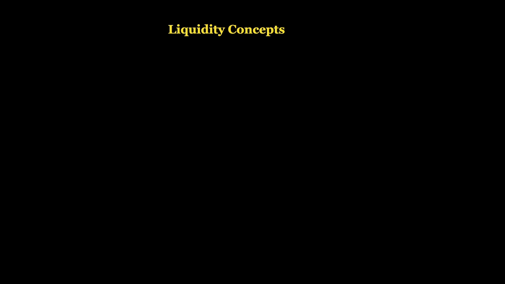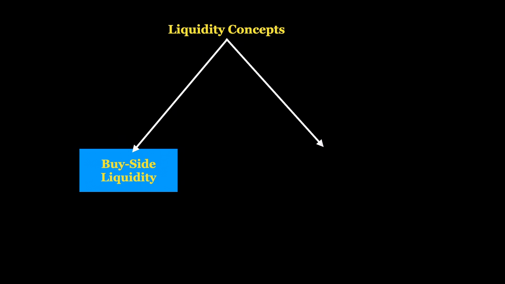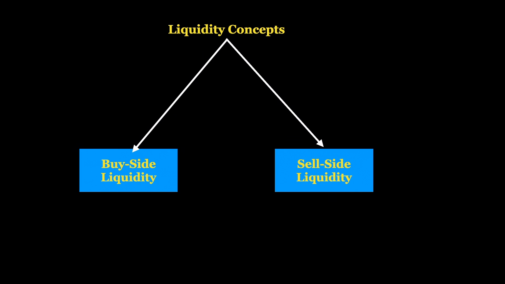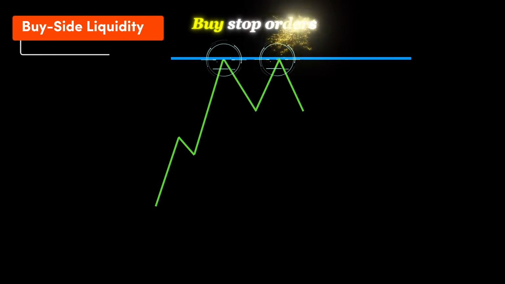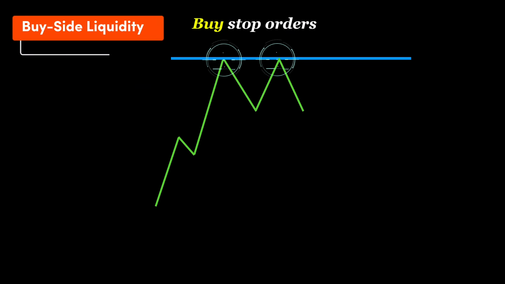Before we break down the actual strategy, you need a solid understanding of two core concepts: buy-side liquidity and sell-side liquidity. Once you master these two, you'll stop falling for classic traps and start trading with the institutions instead of against them. Buy-side liquidity simply refers to the pool of buy-stop orders waiting above important highs: weekly highs, daily highs, previous session highs, or equal highs.